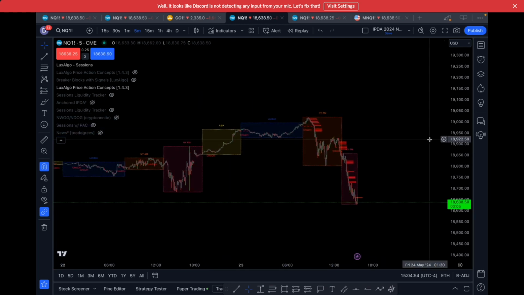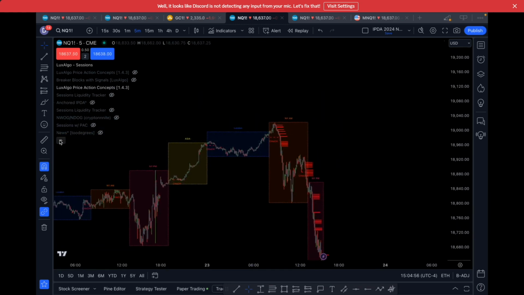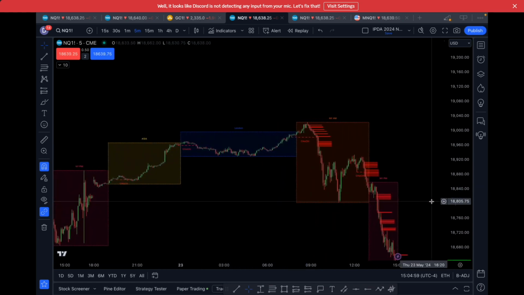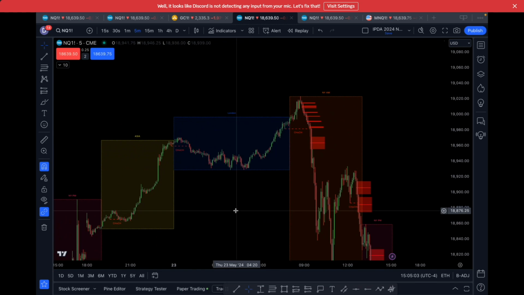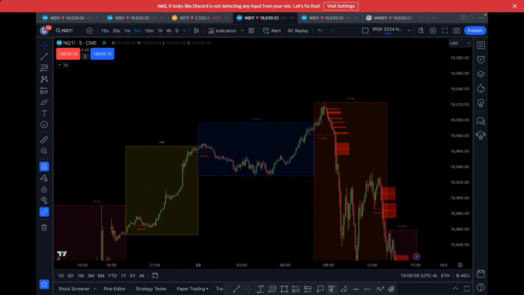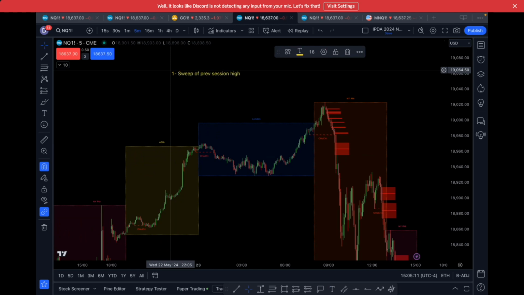So now let's start with our sweep strategy. Today we had two beautiful setups, both shorts. Starting from London, you guys know our sweep setup. It's always good to repeat because we have new people. Step 1, sweep of previous session high or low. Step 2, charge. Step 3, FPG for entry.